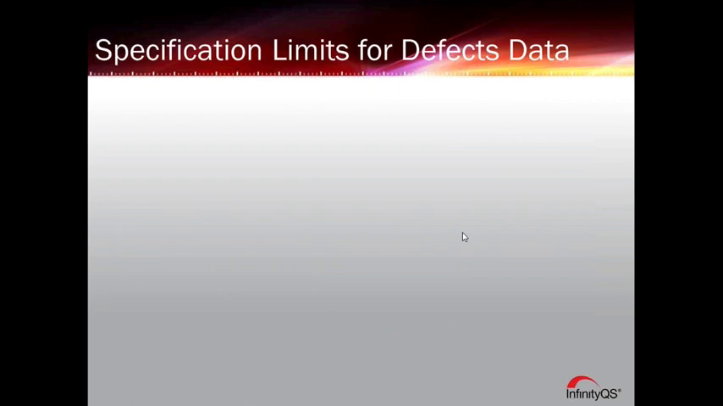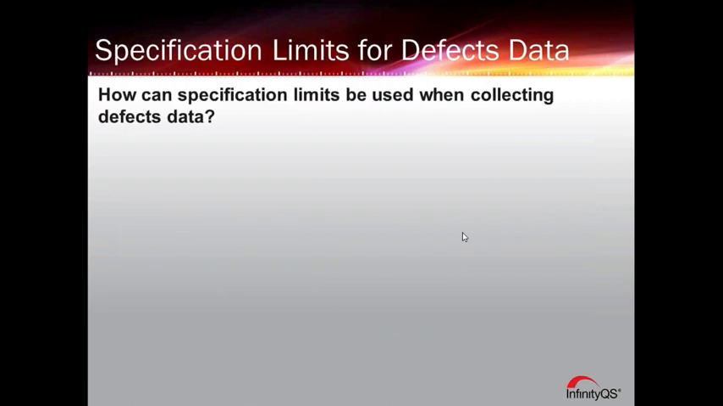Okay, last slide before we go to the software. Spec limits for defects data. How do we use spec limits when collecting defects data? Okay, and first off, it brings up a topic that not everyone's familiar with. Everyone that's using spec limits in our software, I think, is familiar with piece limits. I can come in and say, I don't want any more than, say, 3 defects per part that I inspect, right? Or maybe I really want an alarm when I get more than 3 defects per part.